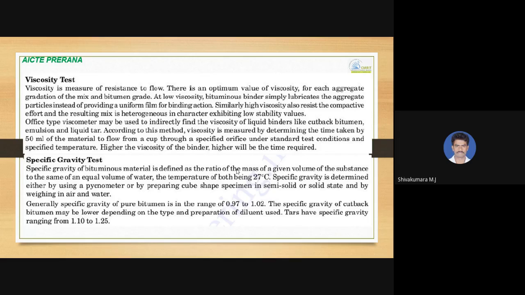Generally, the specific gravity of pure bitumen will be in the range of 0.97 to 1.02. The specific gravity of cutback bitumen may be lower, depending upon the type and proportion of diluent which is used, and tars have a specific gravity ranging in between 1.10 to 1.25.